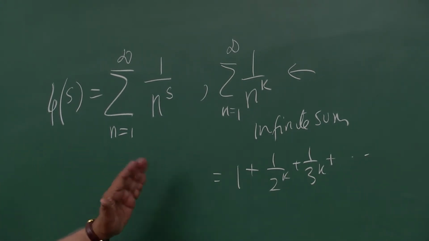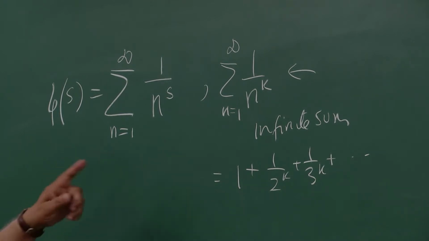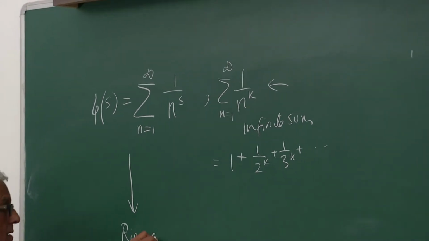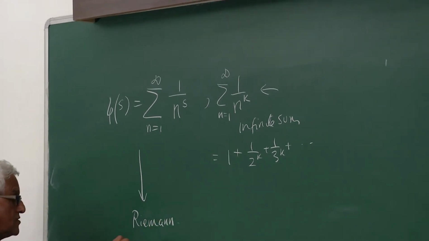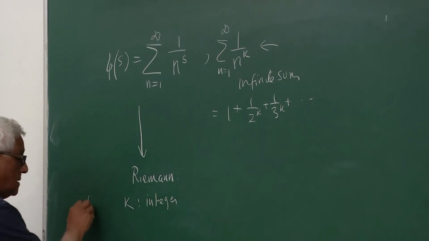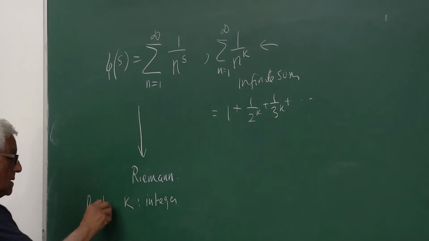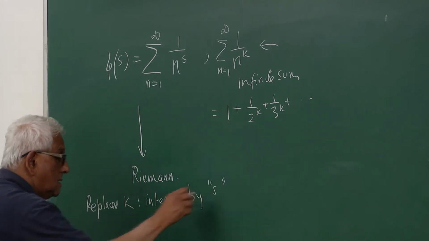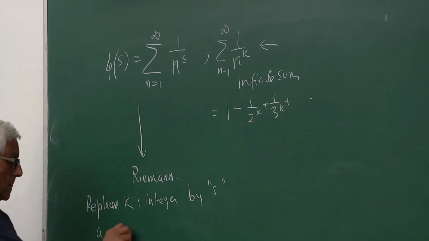This function of Euler was generalized by Riemann, where he replaced k, which is an integer, by s, a complex number.